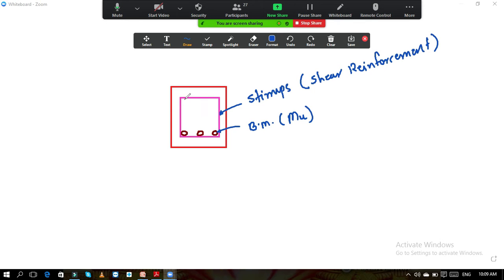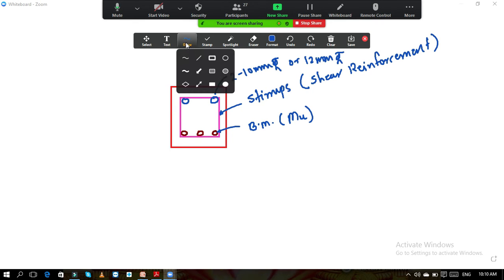At the top, normally, we provide two bars of 10 mm or 12 mm. This is our regular design. Now the key point over here is what I want to show you. See these 3 bars: we always provide the bars at the bottom for the bending moment Mu.